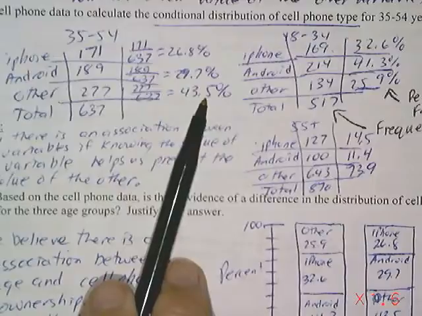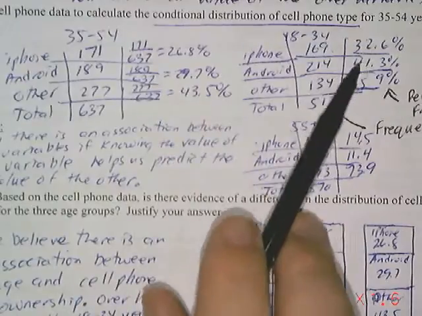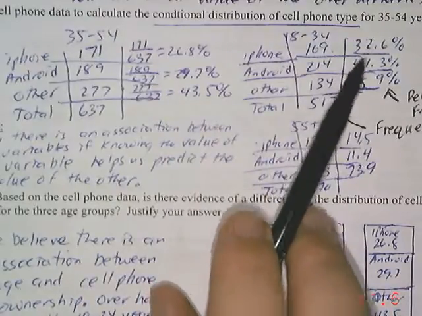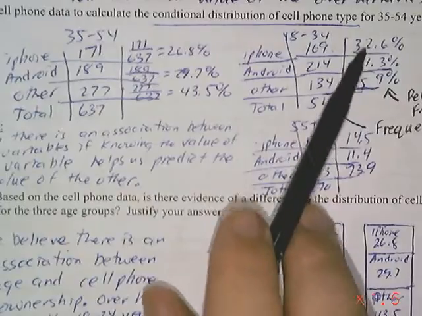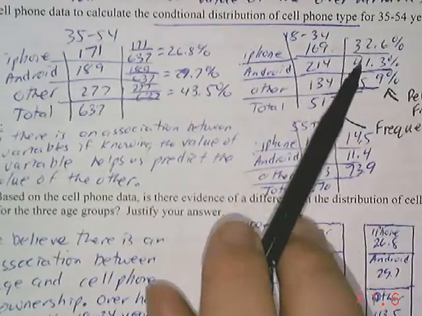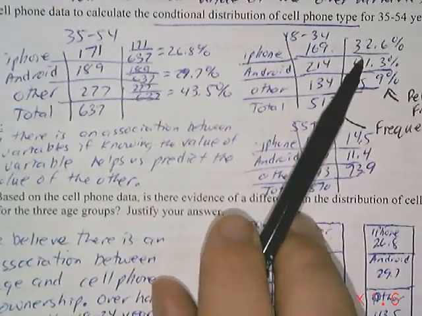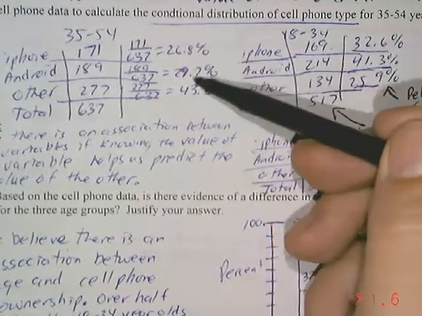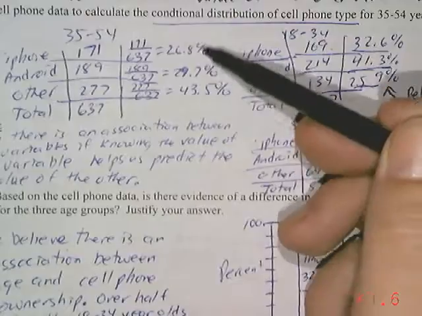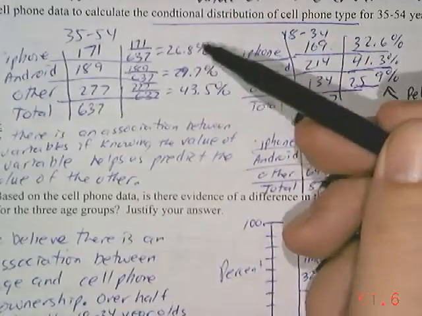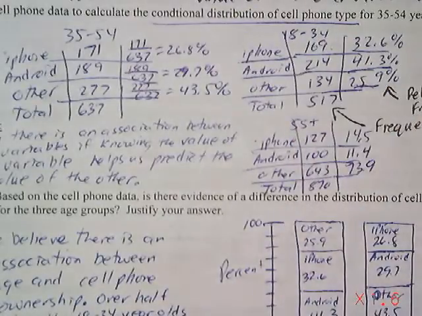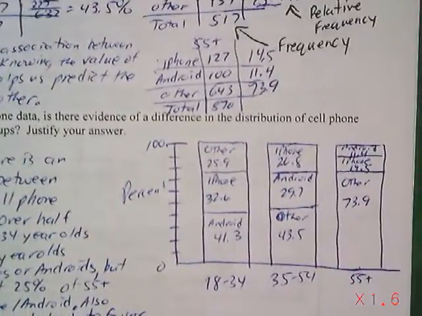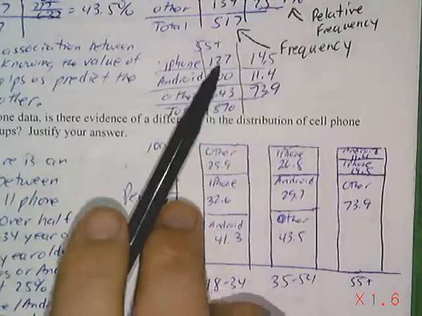So this is how we might write it. We believe there is an association between age and cell phone ownership. Over half of both 18 to 34-year-olds and 35 to 54-year-olds own iPhones or Androids, but only about 25% of 55 plus own iPhones or Androids. Also, younger people tend to favor Android, while older people slightly favor iPhone. That is a very good description of the difference that we see in our graphs.